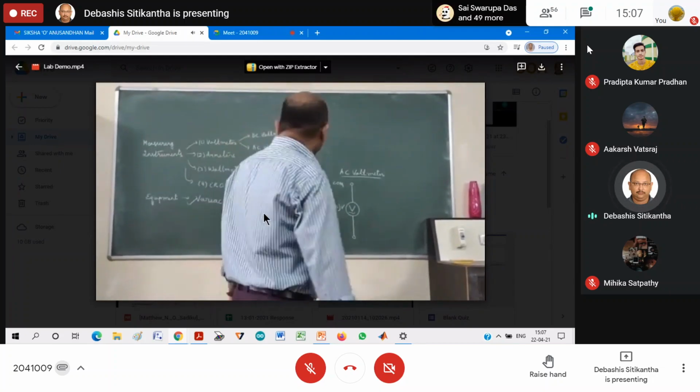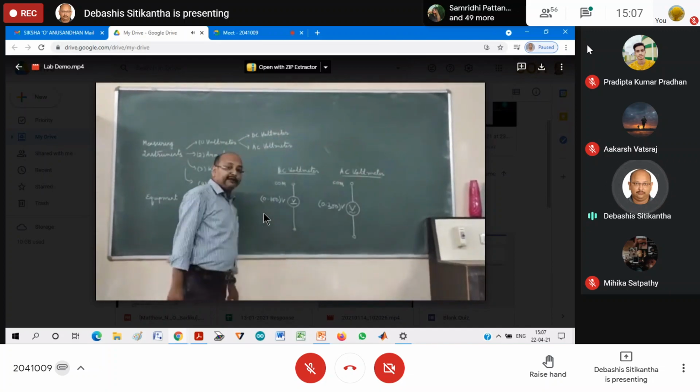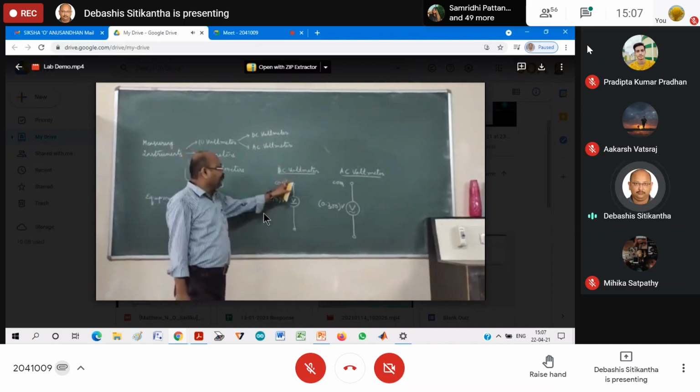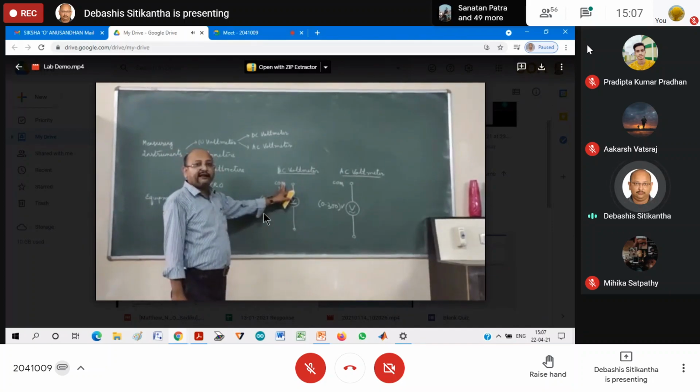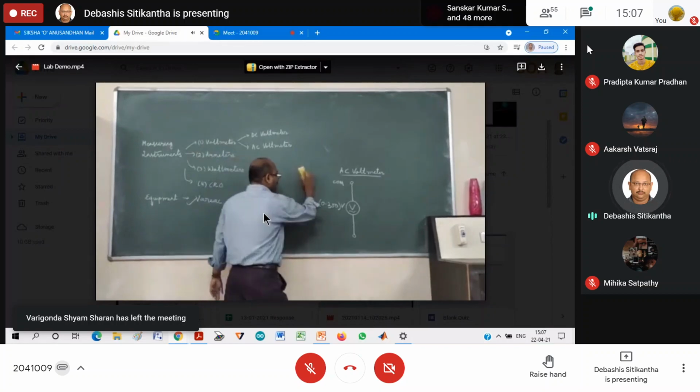Next comes the ammeter. And another important thing let me tell you is that voltmeters are always connected in parallel across the point where you want to measure the voltage. What does that mean? Let us try to find out.